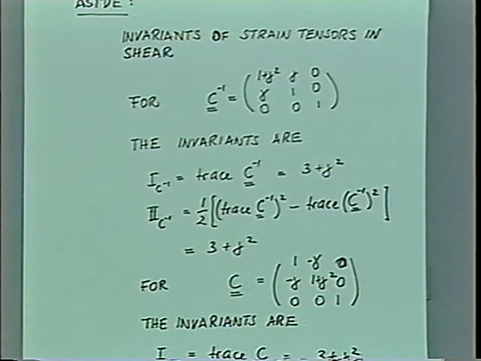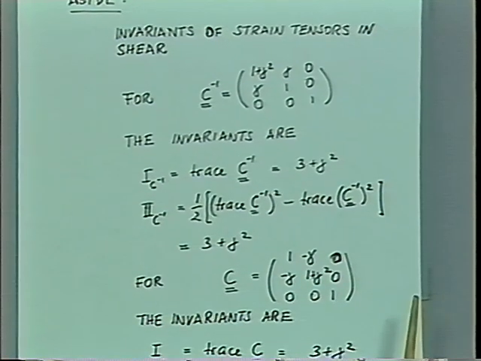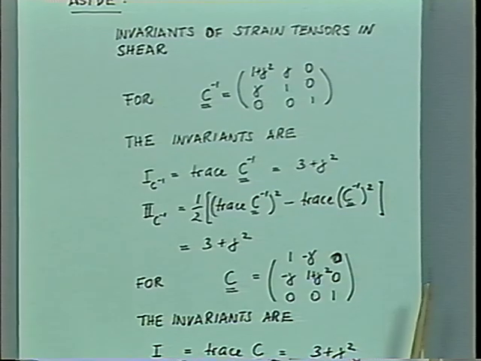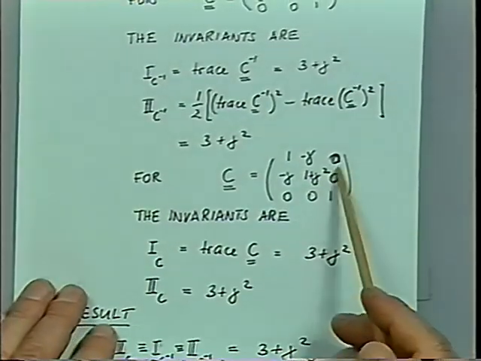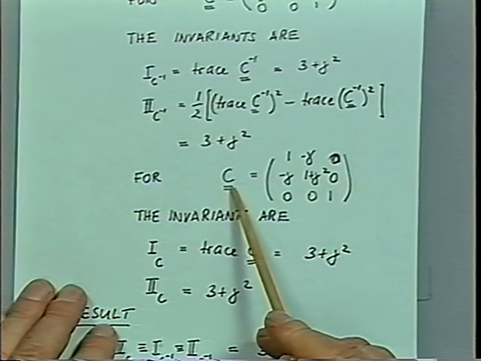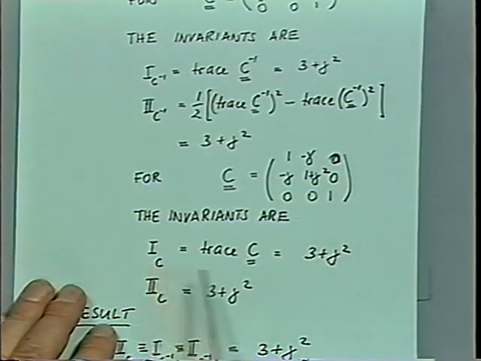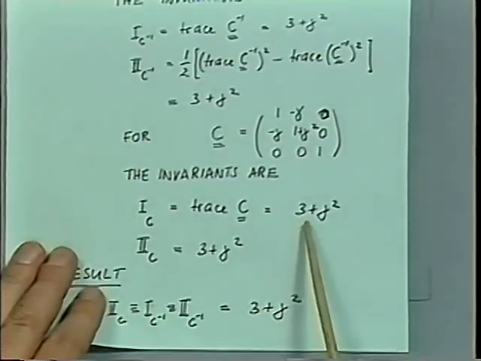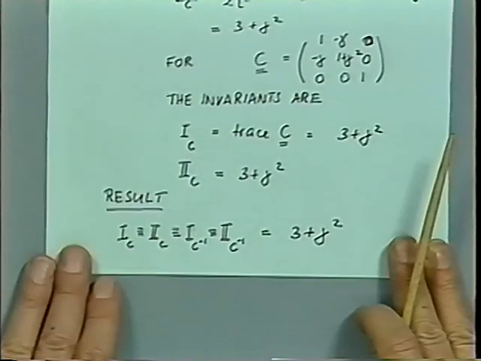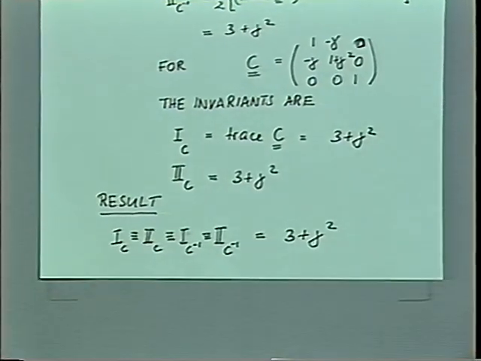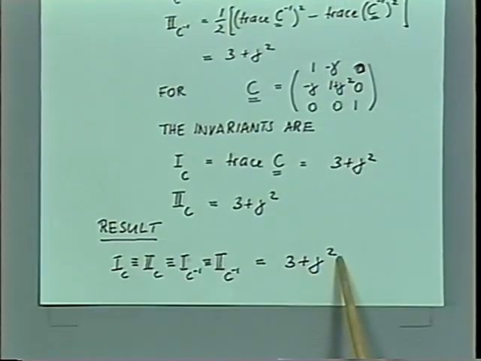The third invariant is equal to 1 when taking a constant density for the fluid. In the same fashion, if you take the Cauchy strain tensor and calculate the first invariant and the second invariant, they are also 3 plus gamma squared in all cases. So the result is that for shear flow, 3 plus gamma squared is the only invariant which matters.